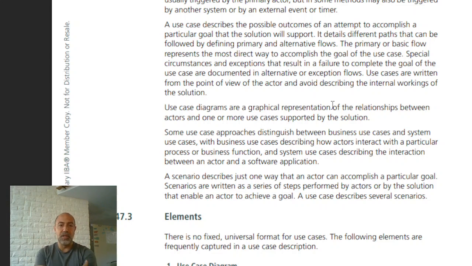Use case diagrams are graphical representations of relationships between actors and one or more use cases supported by the solution. Some use case approaches distinguish between business use case and system use case. Of course, a business use case describes how actors interact in a particular process or business function. A system use case describes the interaction between an actor and a software application.